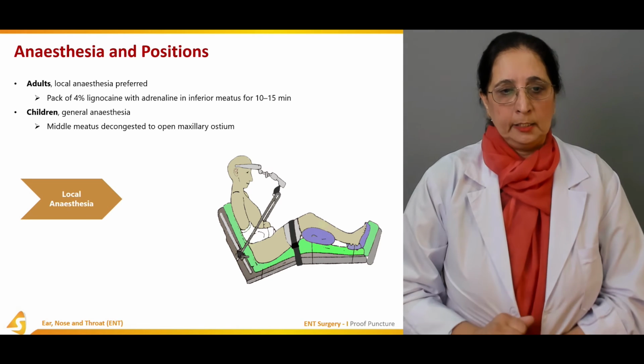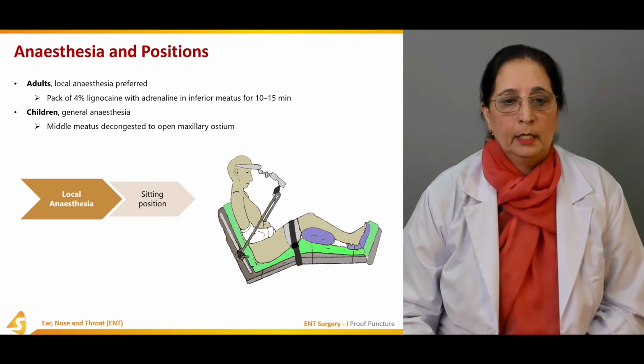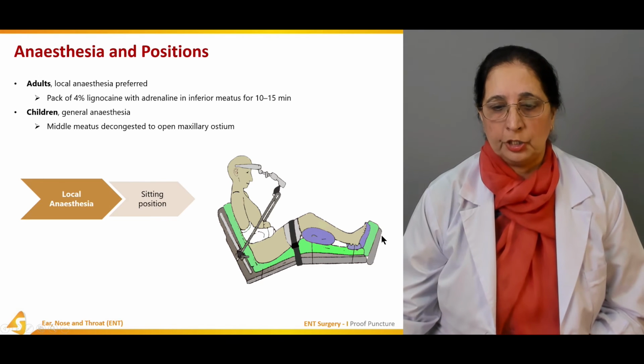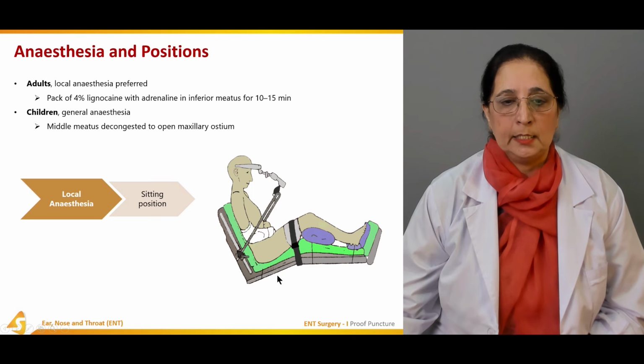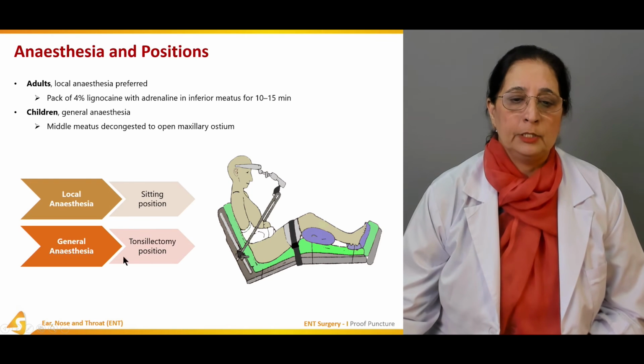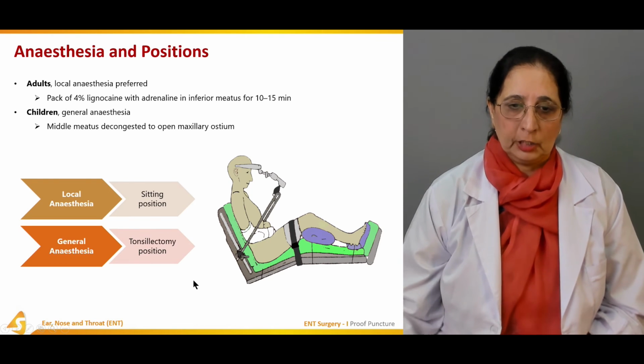Local anesthesia is given in the sitting position. That's the position in which the local anesthesia is given. General anesthesia is given in the tonsillectomy position.